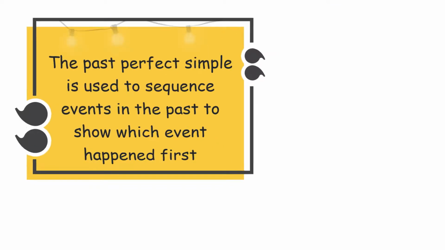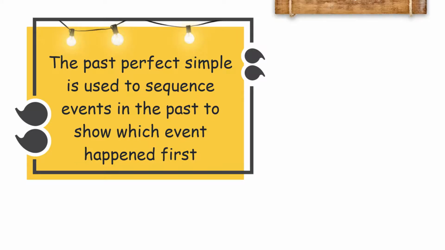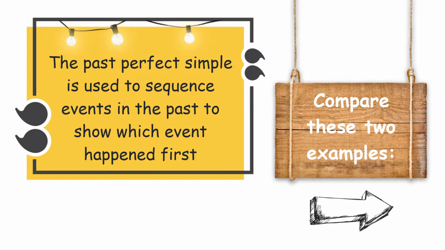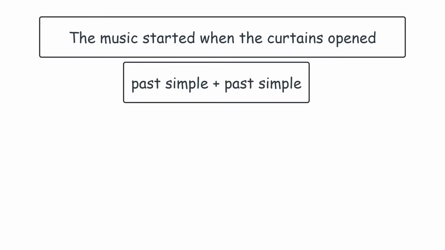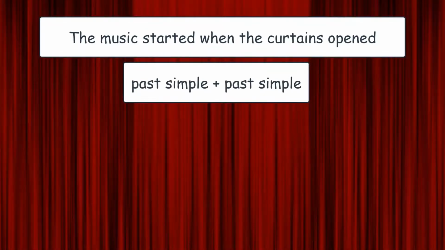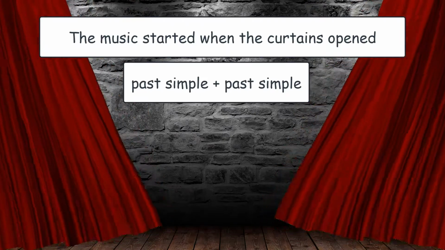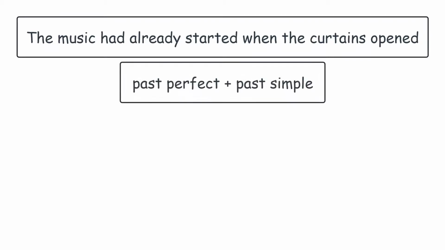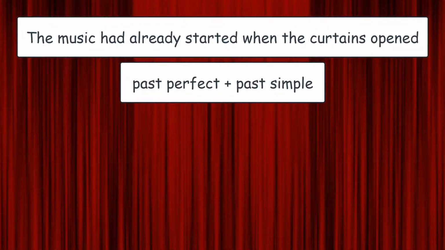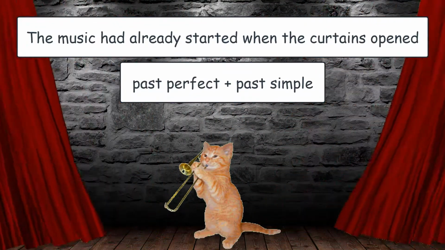The past perfect simple is used to sequence events in the past to show which event happened first. Compare these two examples. The music started when the curtains opened. Past simple plus past simple. It means that the music started at the same time as the curtains opened. The music had already started when the curtains opened. Past perfect plus past simple. The music started and then the curtains opened.